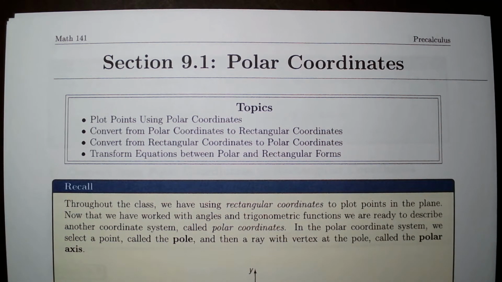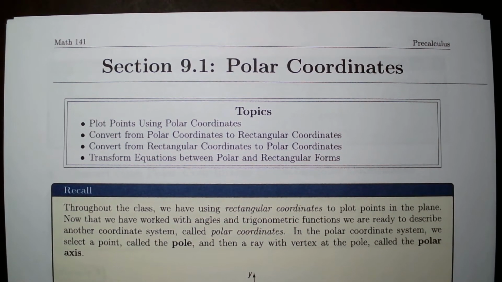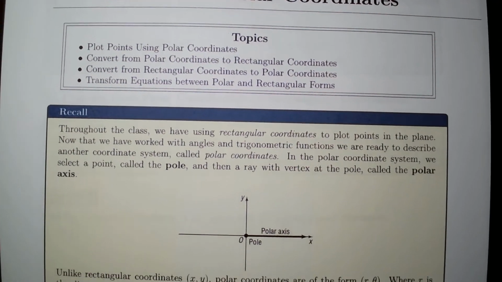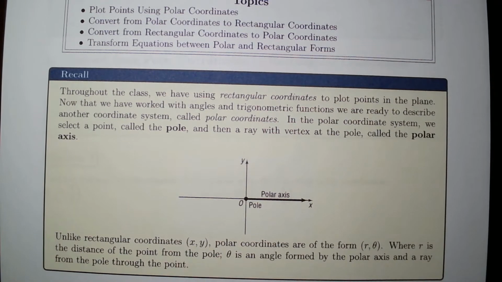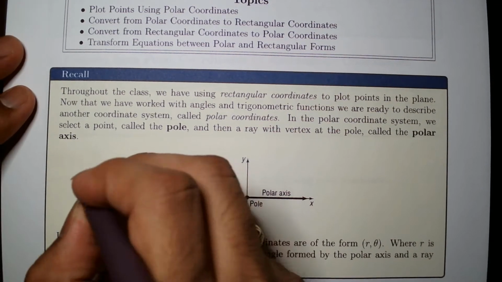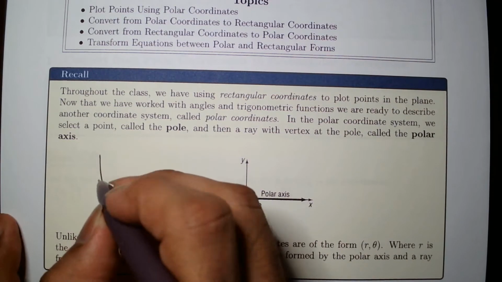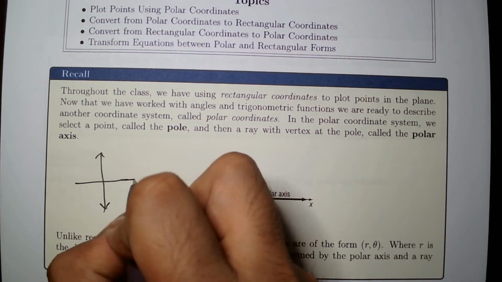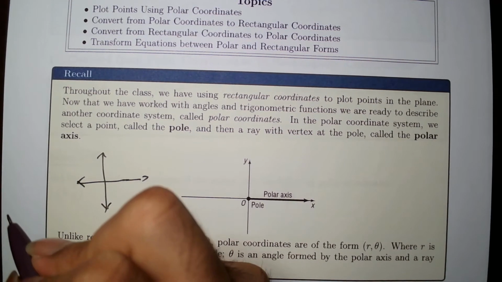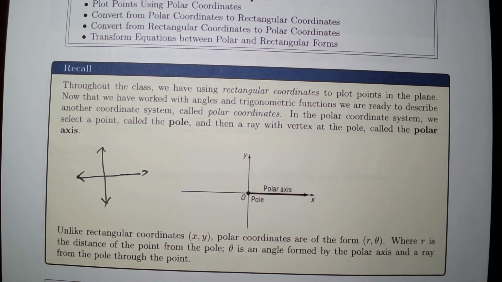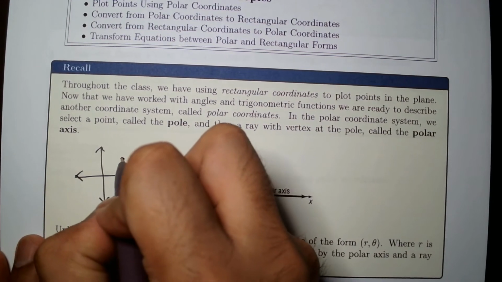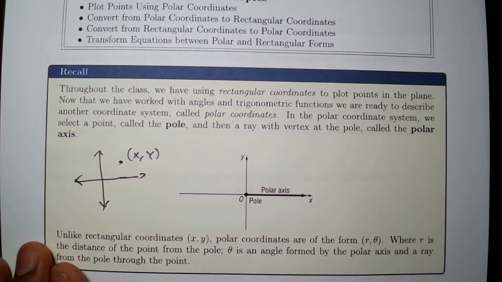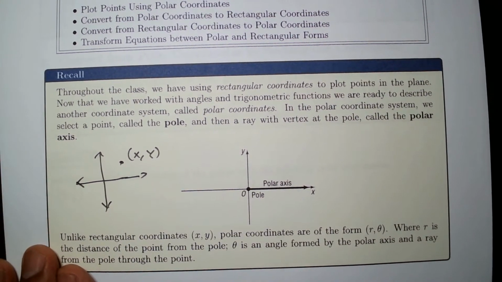Alright, so in this video we go over section 9.1, polar coordinates. In this case we introduce a new coordinate system called polar coordinates, as opposed to the original x, y plane, or the rectangular coordinate system, in which a point gets plotted by x comma y. X is the horizontal direction and y is the vertical direction.